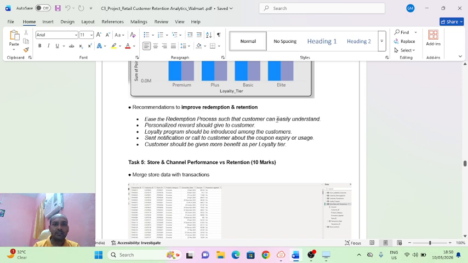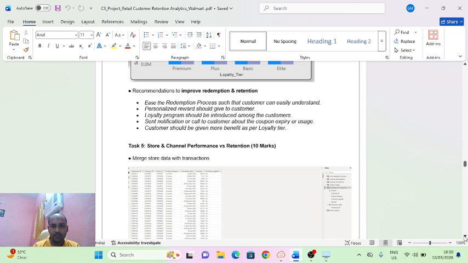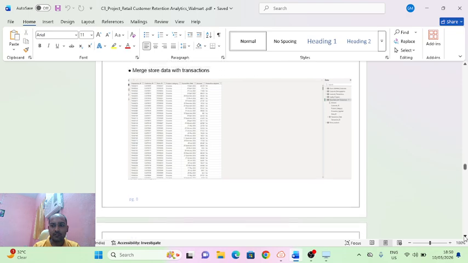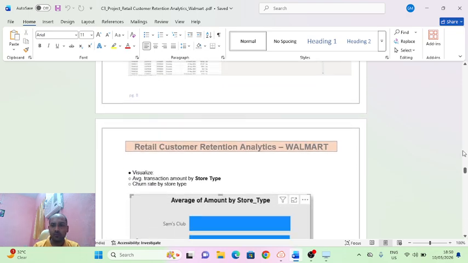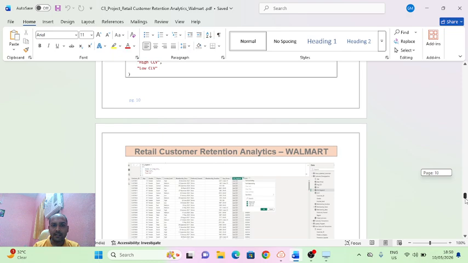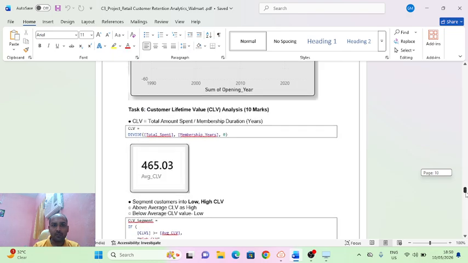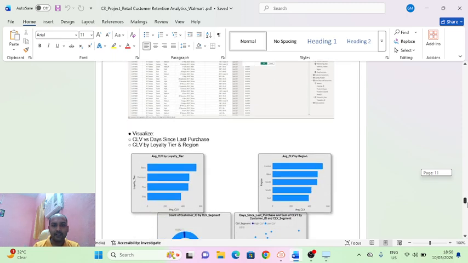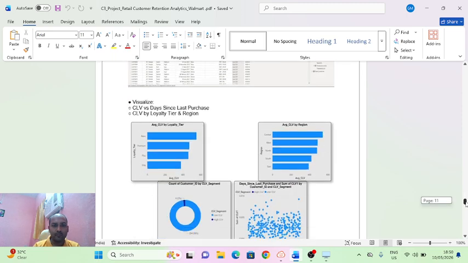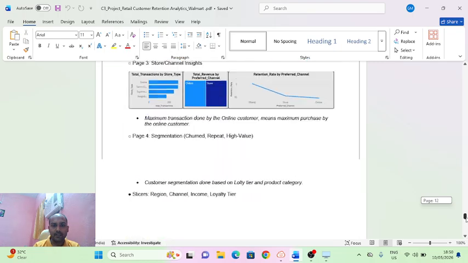Also I have given some recommendations through the visuals, like ease the redemption process such that customers can easily understand, and customers should be given more benefit as per the loyalty tiers, such that if there is a high-tier customer, then there should be more personalized redemption points for the customers, because they are generating more revenue for the company. So like that I have calculated all the formulas through DAX, created the visuals, and made the Power BI dashboard and attached it here.